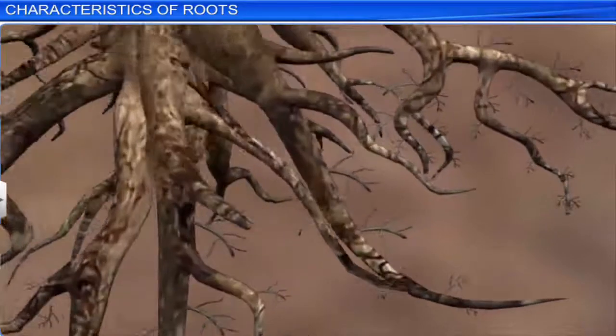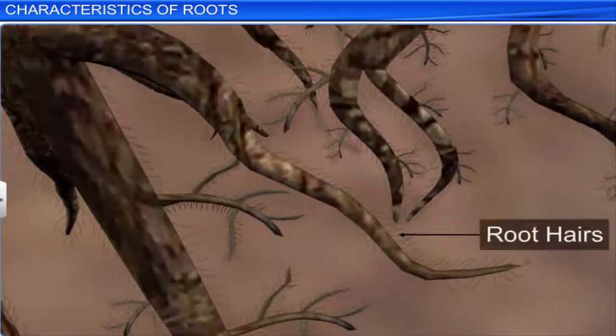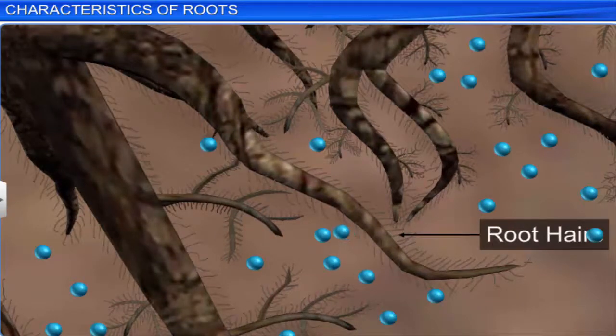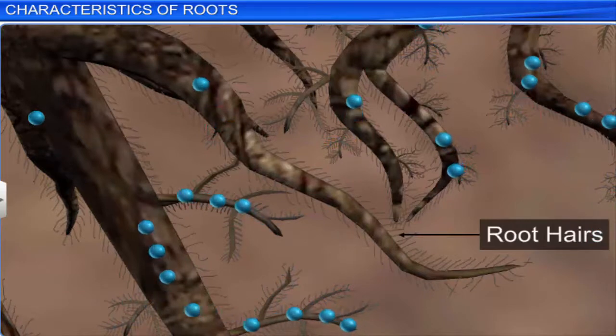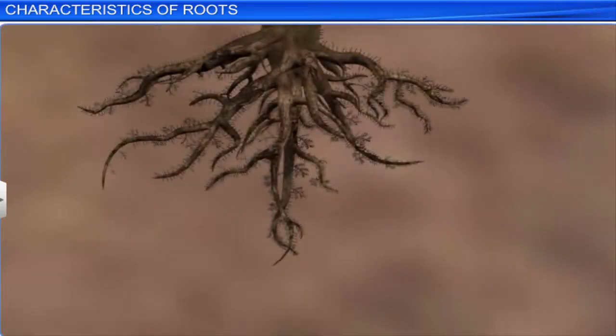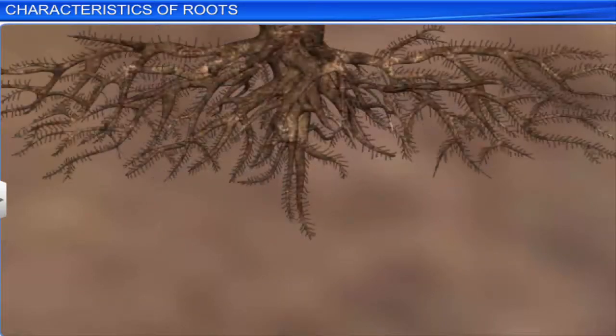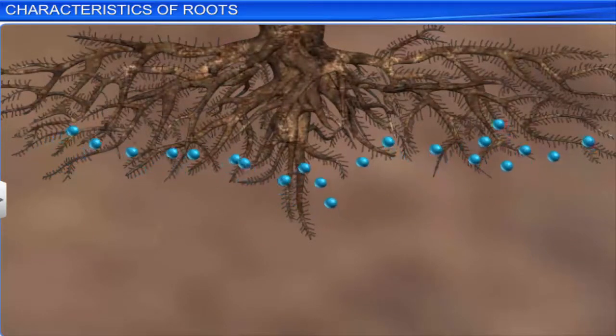Each rootlet contains a number of root hairs. These root hairs absorb water from the soil. Therefore, an increase in the number of root hairs increases the capacity of the root to absorb water from the soil.